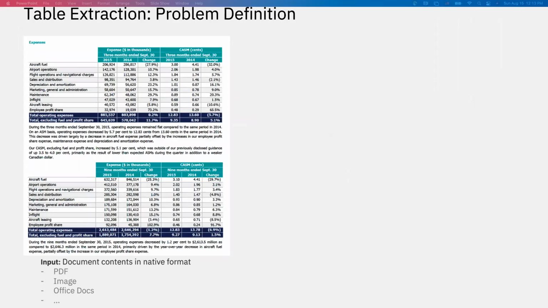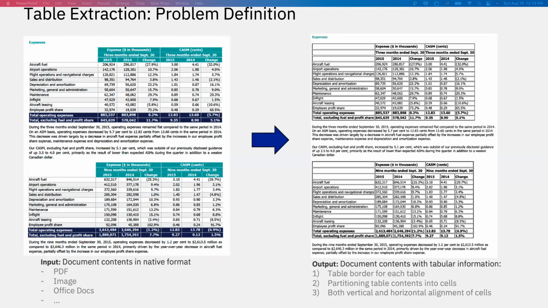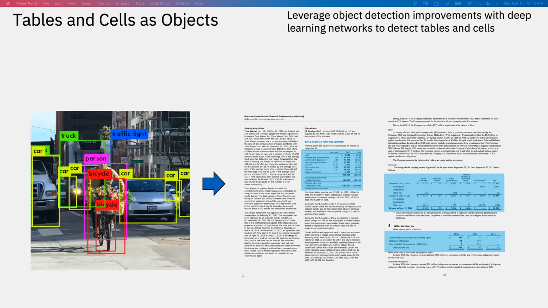So for table extraction, we define the problem in the following way. The input is the document content in the native form, and the output is document content with tabular information where we identify the border. We also identify the cells within the table, and also identify the vertical and horizontal alignment of cells. And later on, I will give you an example of how we evaluate the output of table extraction.